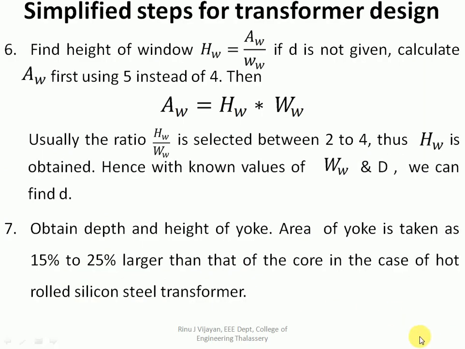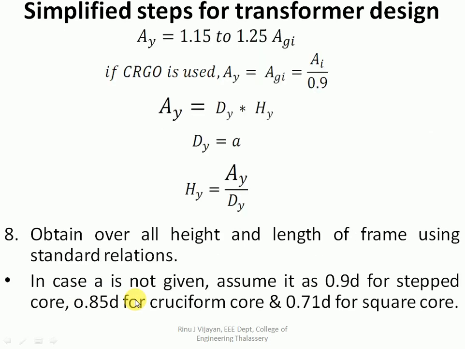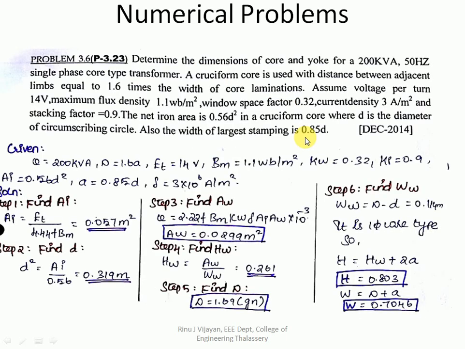While seeing step 7, it's very clear that the area of yoke is taken as 15 to 25% larger than the core area in the case of hot rolled silicon steel transformer. And if CRGO is used, then the area of yoke is considered to be AI divided by 0.9. That is, if CRGO is used, then the area of yoke is the same as the area of the iron core. If no specific mention is given about the material used for yoke in the question, you can consider it as CRGO. So the standard relation for overall height gets modified into capital H is equal to HW plus 2 small a, instead of 2 HY, that is height of yoke.